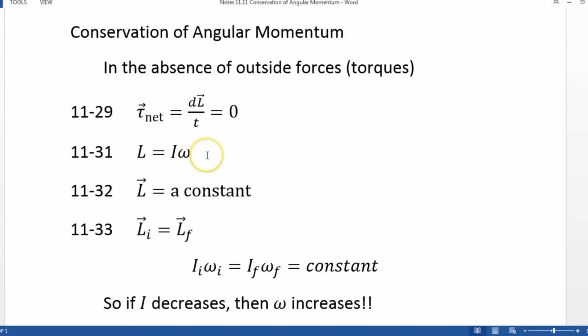velocity omega. If that remains a constant, I can change one of those things, let's say increase the angular velocity if I decrease the moment of inertia, because the product of the two must remain a constant. Let's look at some examples where I'm going to change the moment of inertia by changing the mass distribution and see the resulting change in the angular velocity omega.